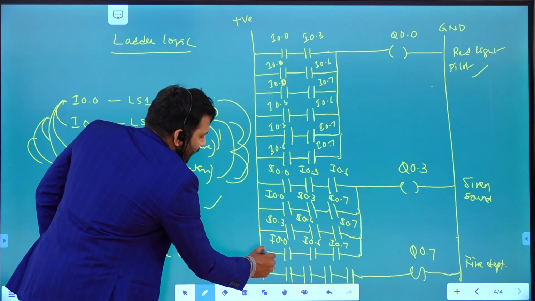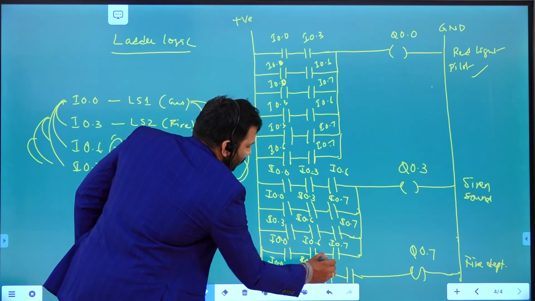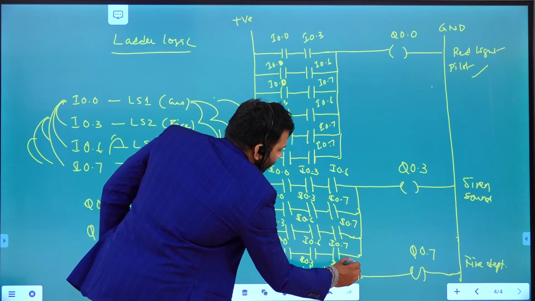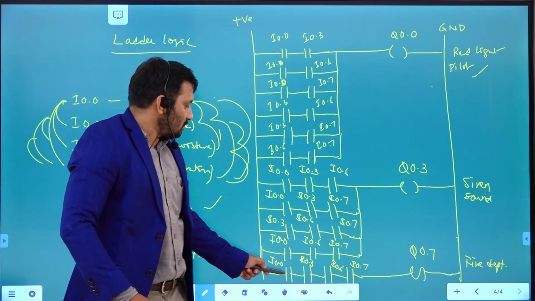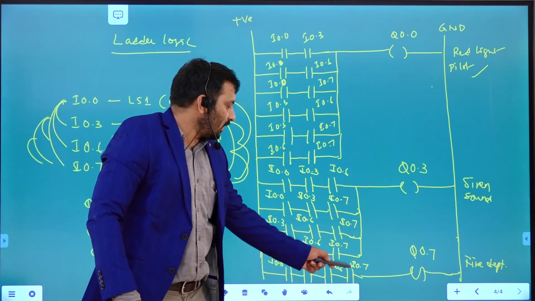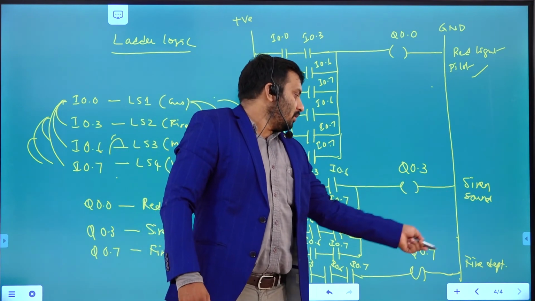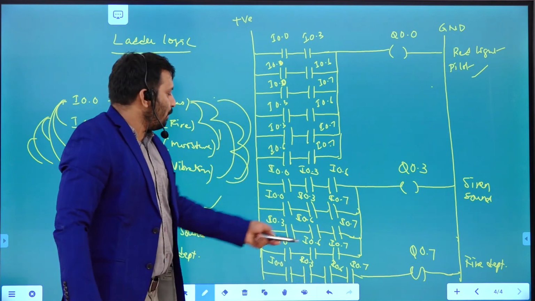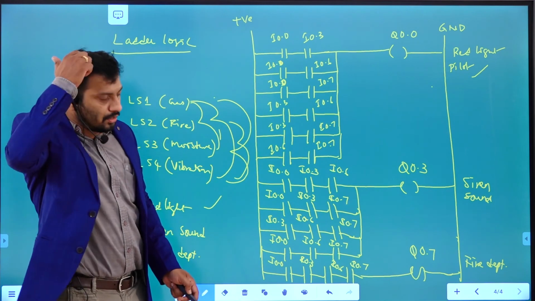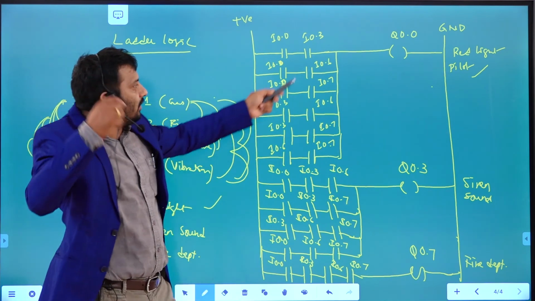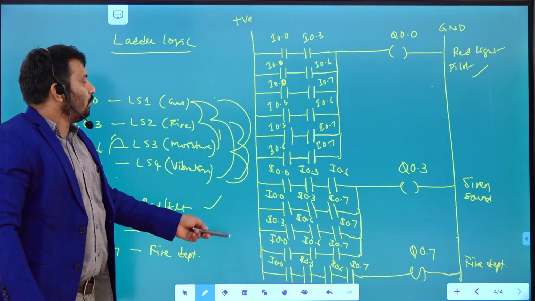See here. This is I0.0. This one is I0.3. This one is I0.6. This one is I0.7. Right? If all are ones, then these four normally open contacts are going to be activated, and it is going to activate the output fire department. If any three combination is activated, then it is going to give surround sound. If any two is activated, right, the red pilot light is going to be activated. Like that, we need to write a program.